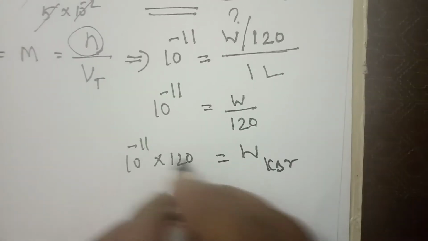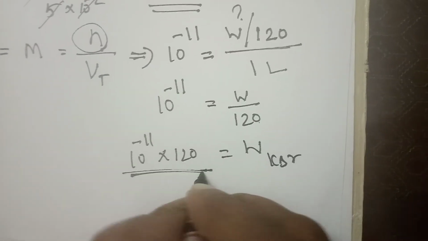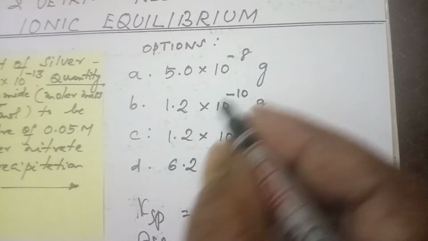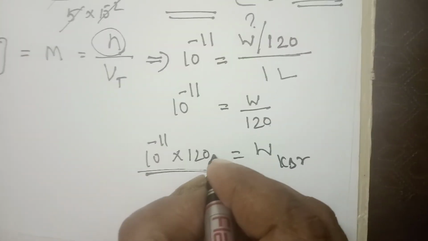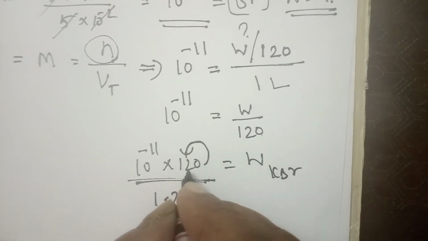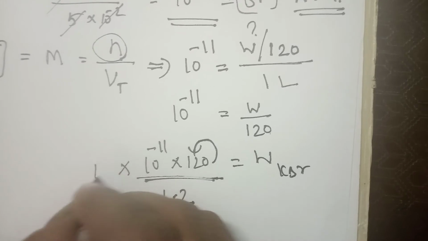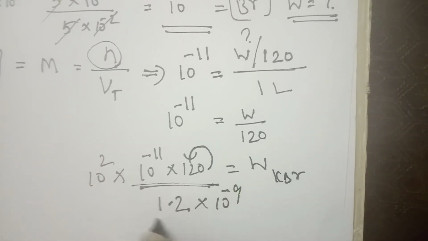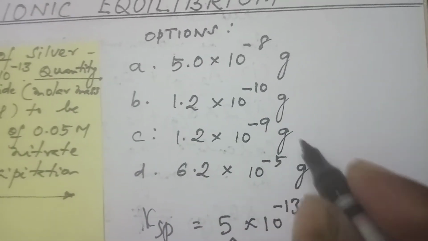Now let us go and see the options: 120 into 10 power minus 11. There is no 120 in the options, so let us convert it to 1.2. On dividing by 100 it becomes 1.2, so it should be multiplied by 100, and it becomes 10 power minus 9. So your answer is 1.2 into 10 power minus 9 gram. So C is the option.